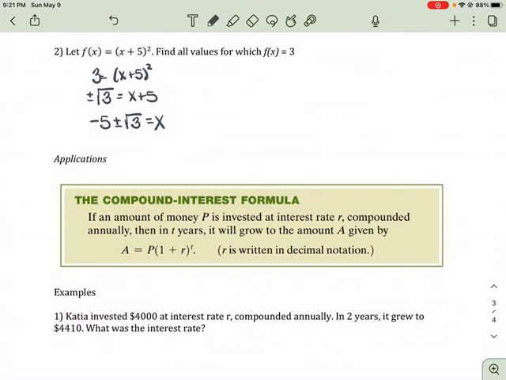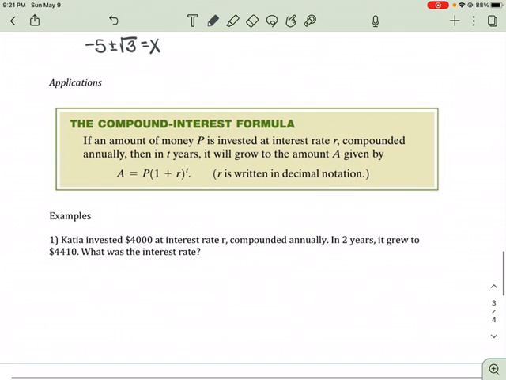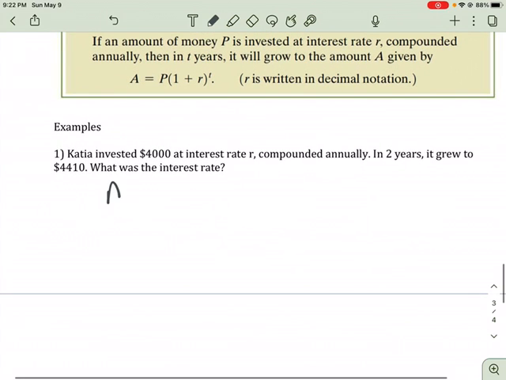Okay, so we can take this idea and solve some compound interest formulas. A equals principal times 1 plus r to the t. r is your rate, principal is how much money you invested, t is time, and A is how much money you have after that amount of time. Karina invested $4,000 at an interest rate r, compounded annually. In 2 years, it grew to $4,410. What's the interest rate? So we're going to use our formula.